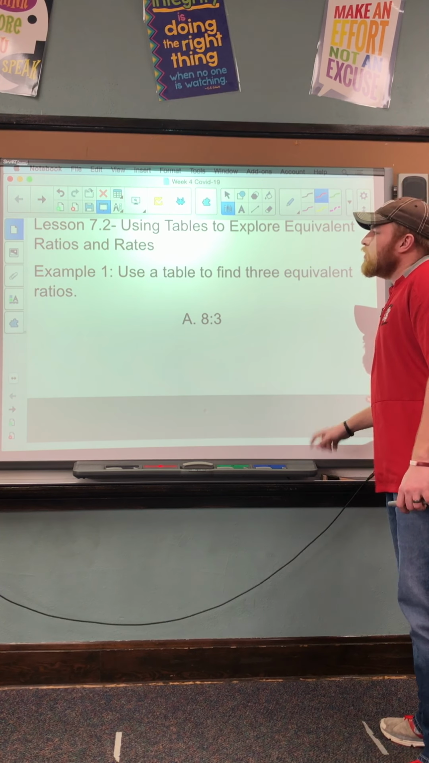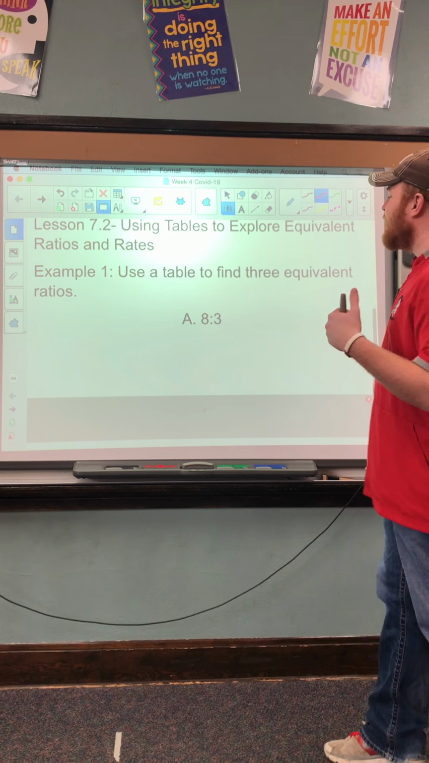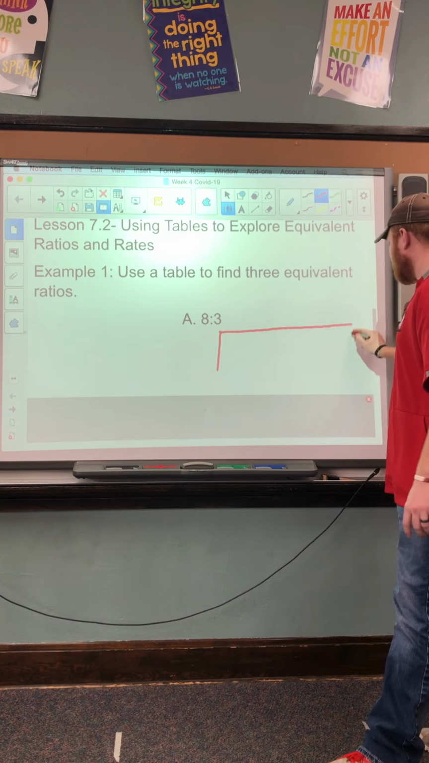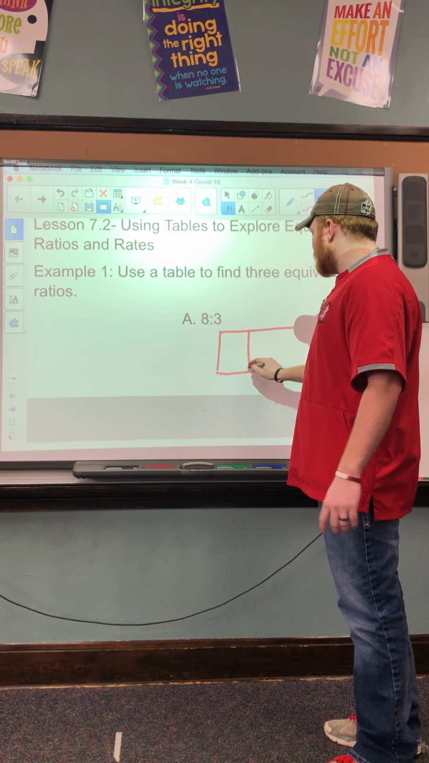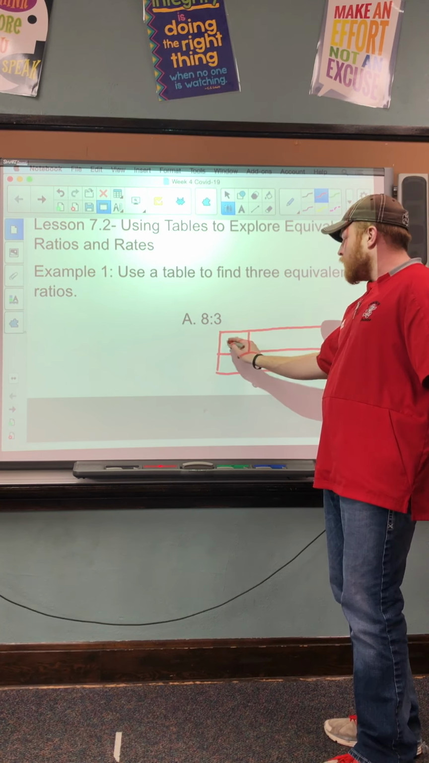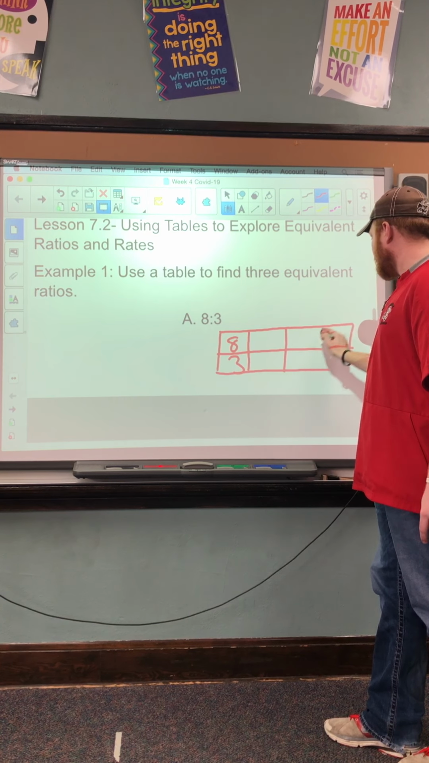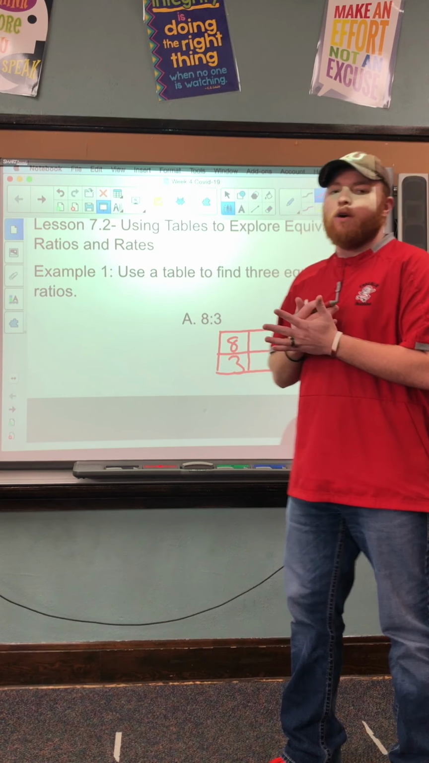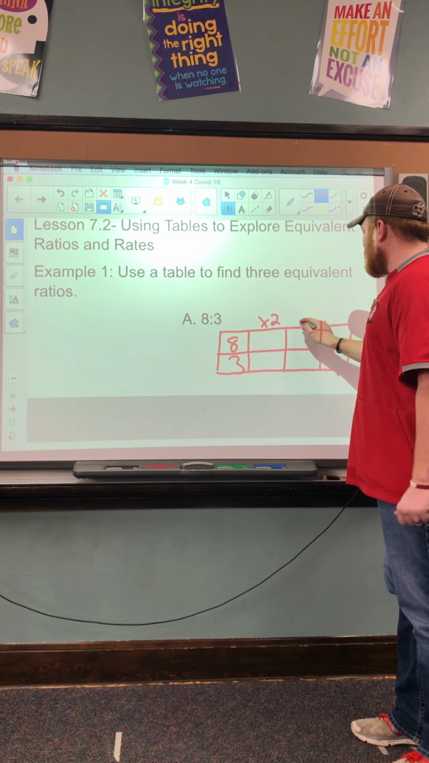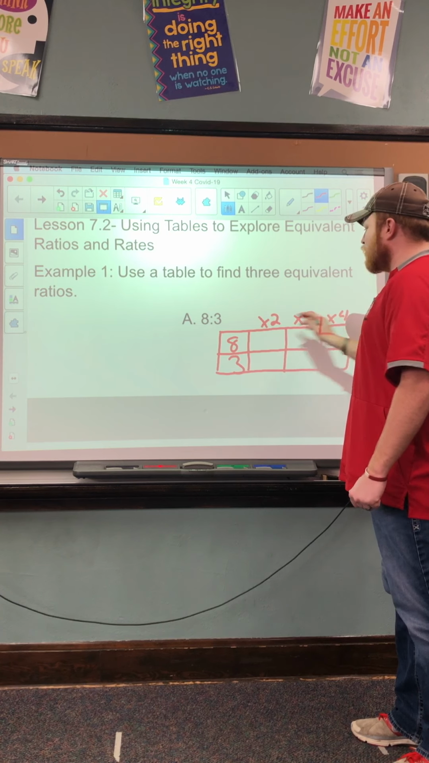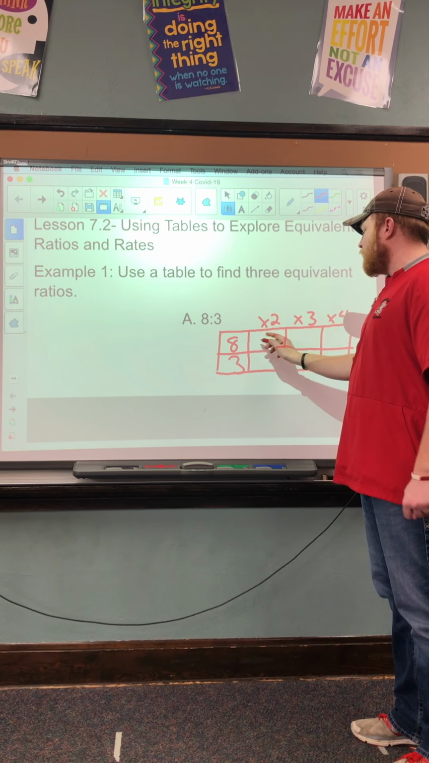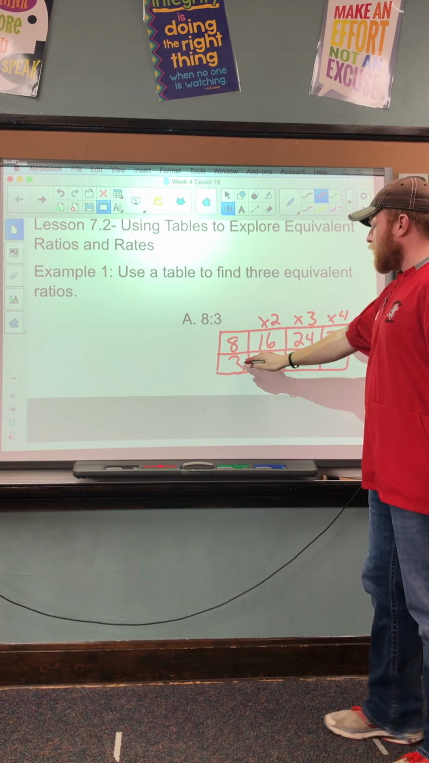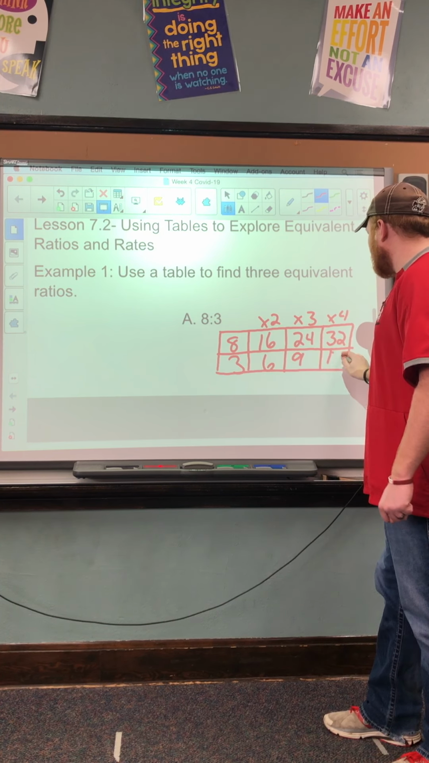Lesson 7.2 is the same thing that we just did, except we're putting it in a table. Okay? So we have a table. Got to create it. We have 8 and 3 is our ratio. Now what I would do, I always just multiply by 2, 3, and 4. So just multiply the numerator and the denominator by 2, 3, and 4. So it'd be 16, 24, 32, and then the 3 would be 6, 9, 12.